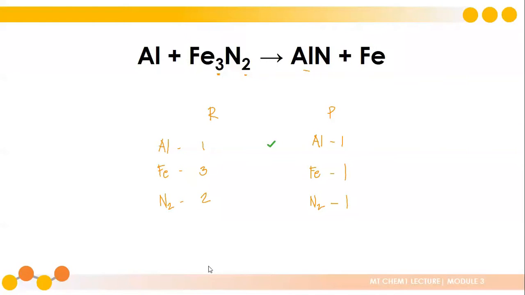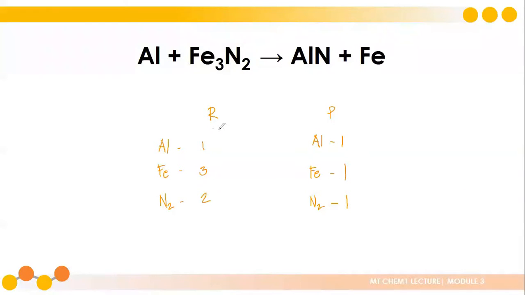However, for iron and nitrogen, they are not balanced. On the reactant side, we have 3 iron, and on the product side, we only have 1. On the reactant side, we have 2 nitrogen, and on the product side, we only have 1. So we'll proceed with adding coefficients to make this equation balanced. We'll be starting, of course, with iron.